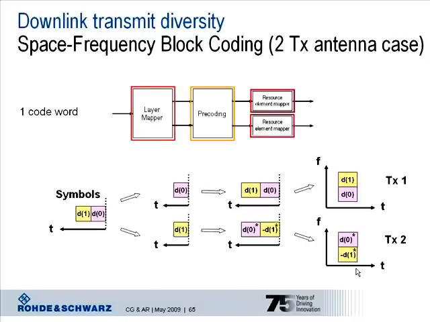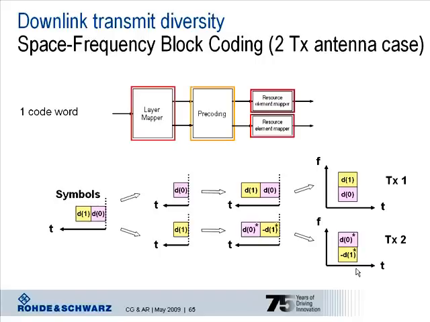So now to better understand this layer mapping and precoding stage from the slide before, let's have a closer look on what happens in case of transmit diversity. So what is really done in these stages there of the signal processing? And the example shown here is for a 2 transmit antenna case. And it shows the space frequency block coding.